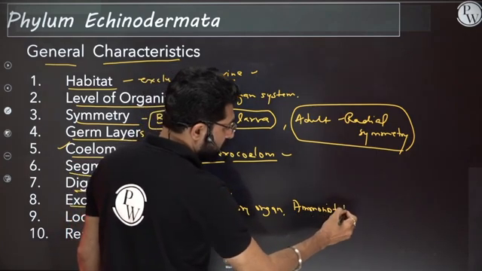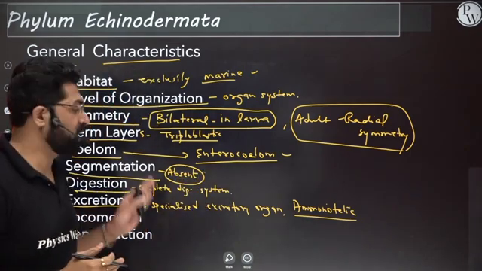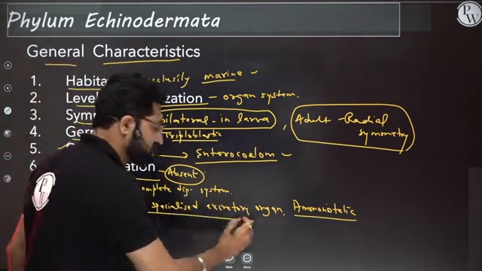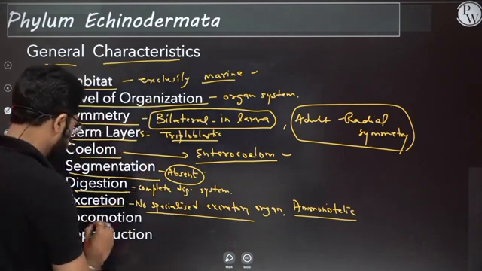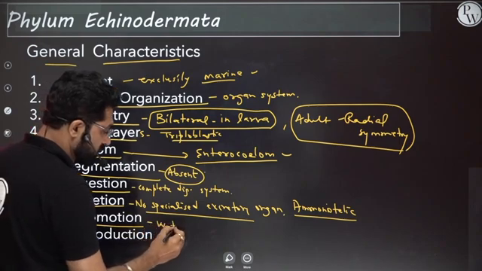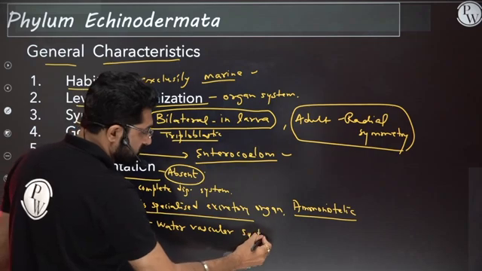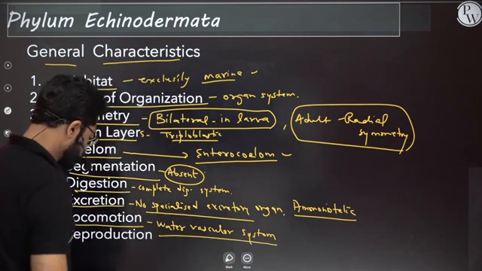Ammonotelic. That means ammonia diffuses to the body surface. That is the only process happening, but there is no specialized excretory organ in echinoderms. Locomotion: tube feet help in locomotion. So the water vascular system is present, which helps them in locomotion.